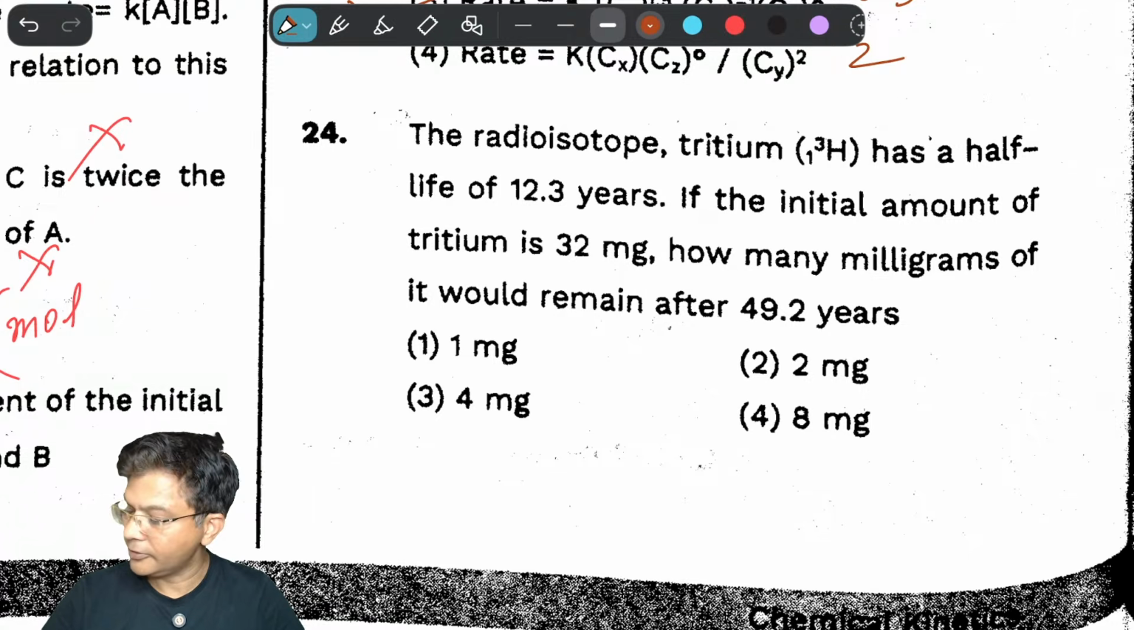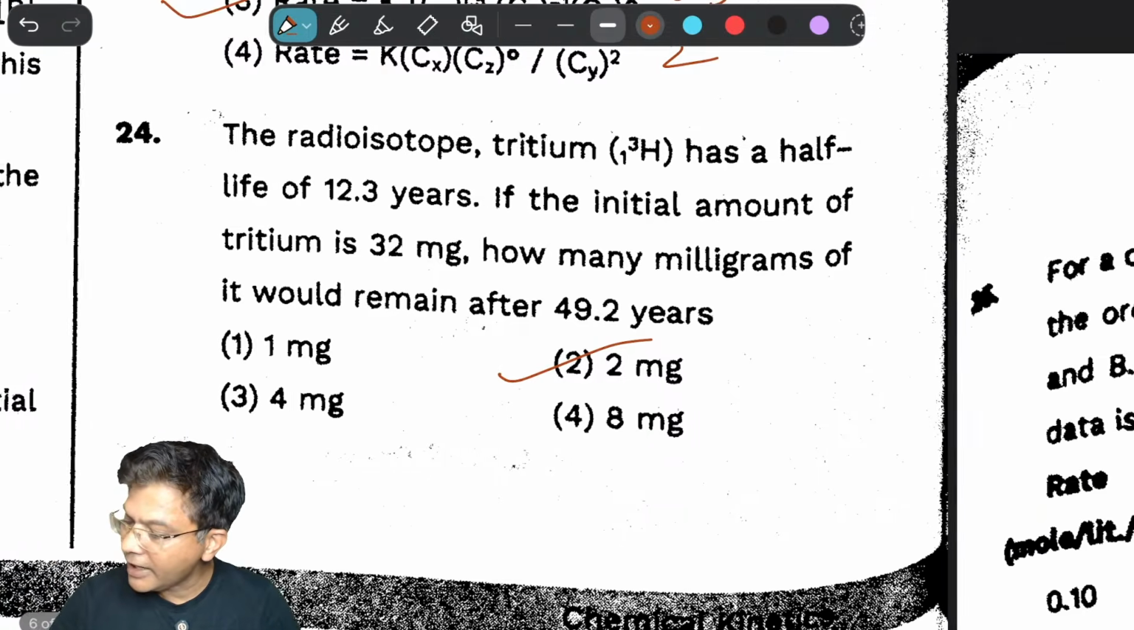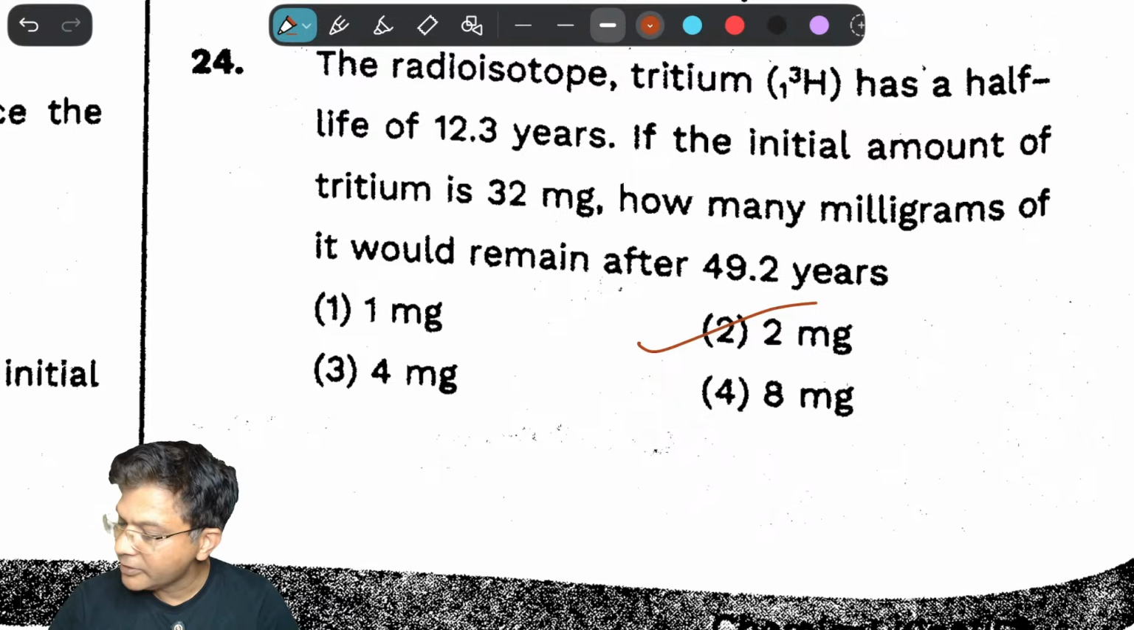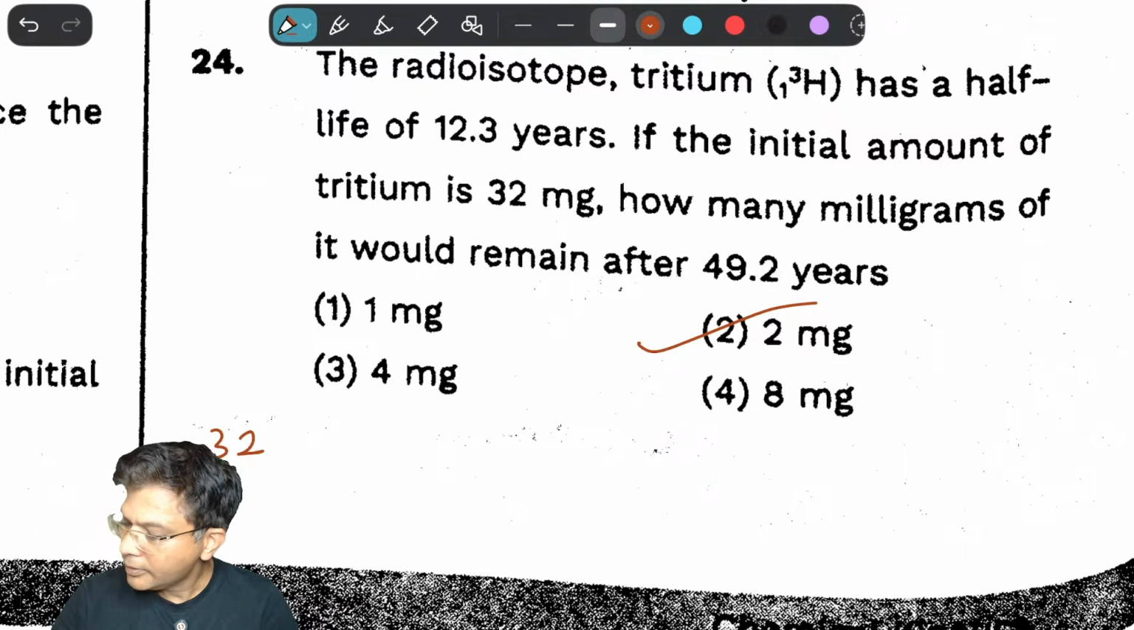Yeah, correct answer 2. Now let's see, this question can be solved by 4 methods. The first method I would like to tell you is the layman type, where we don't know the formula. A radioactive isotope has a half-life of this. If the initial amount is 32 milligrams, how many milligrams will remain after 49.2 years?